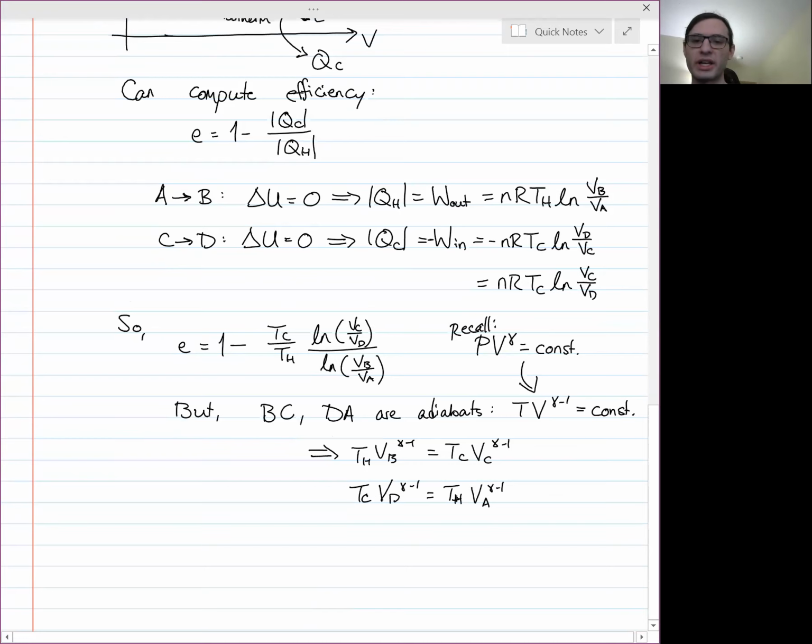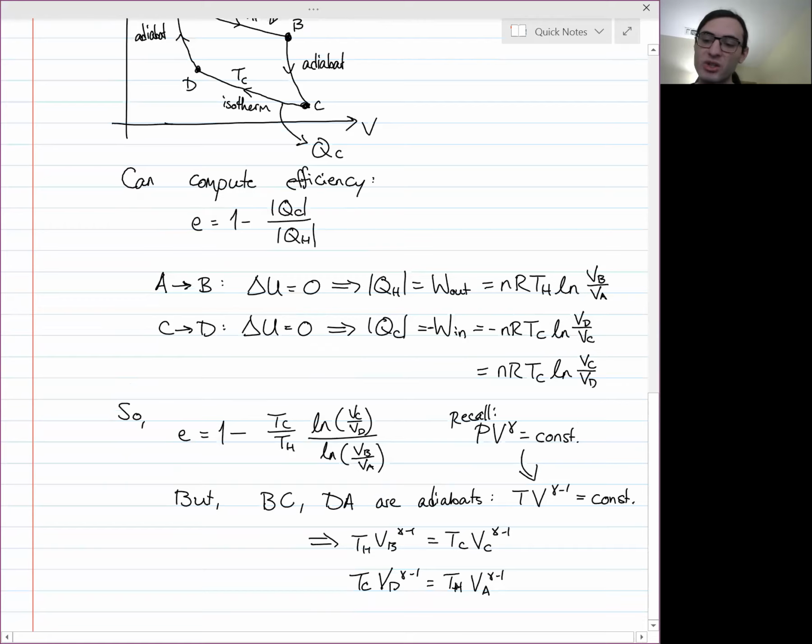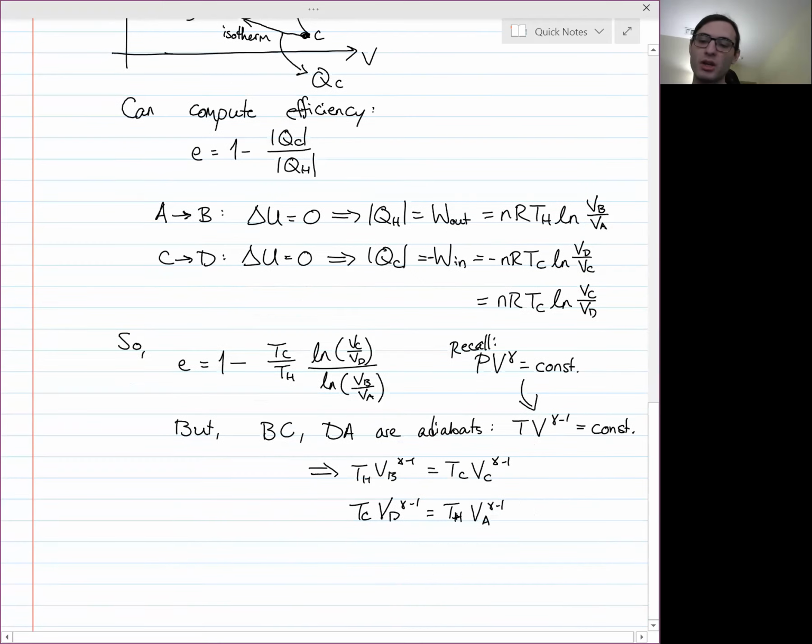So again, backing up, I'm just using this relationship that T times V to the gamma minus 1 is a constant along the entirety of the adiabat, and then I'm plugging in what we know about T at those adiabats, it's either TH or TC, and I'm plugging in the values of V at those adiabats as well. So this TC is really like cold temperature, not the temperature at C, although they're the same thing.